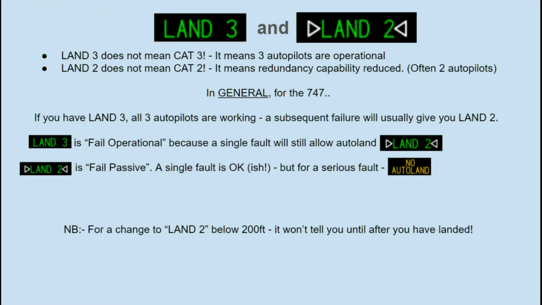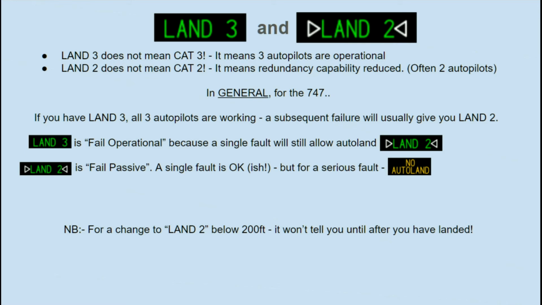It means 3 autopilots are operational. Land 2 does not mean Cat 2. It means that redundancy capability is reduced and often you are using 2 autopilots. So basically, if you have Land 3, all autopilots are working, everything's fine. It's what we call fail operational, because a single fault will still allow auto land, which would be enunciated as Land 2. Now, Land 2 is what we call fail passive.